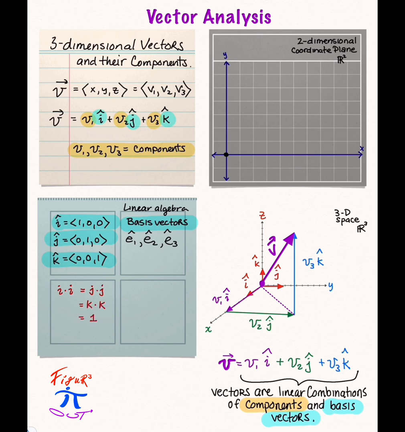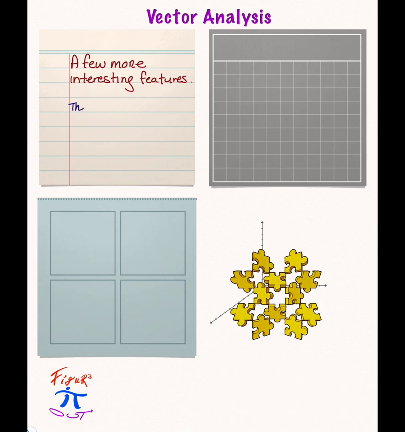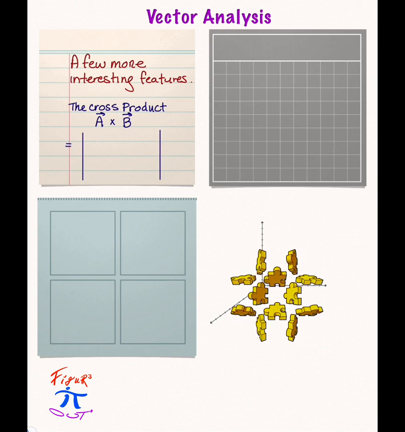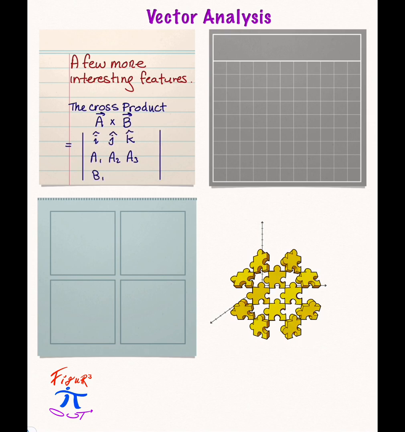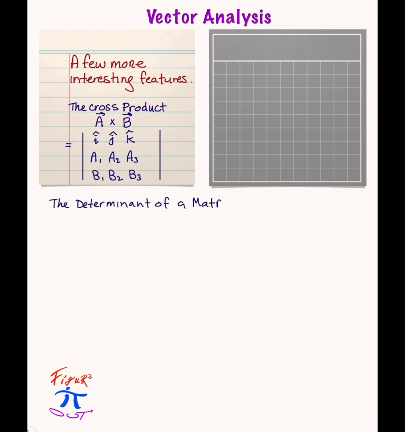So we see that the main players for vectors are these two parts, the components and the basis vectors. This becomes important for higher level algebra when dealing with something called a tensor. A few more interesting features. The cross product, A cross B, is also the determinant of the matrix formed by the row with the unit basis vectors and the components of the two vectors.